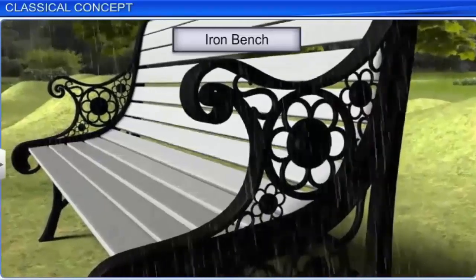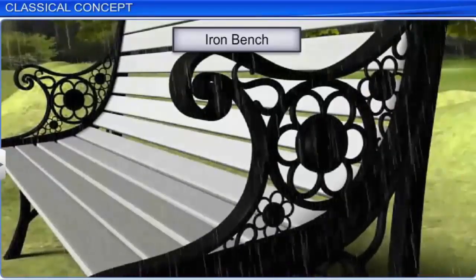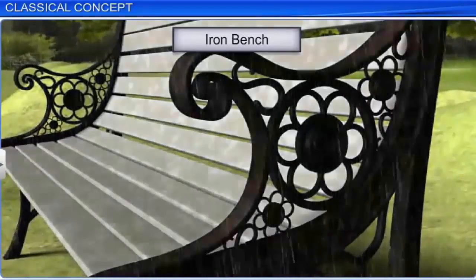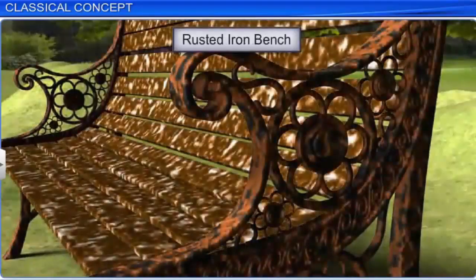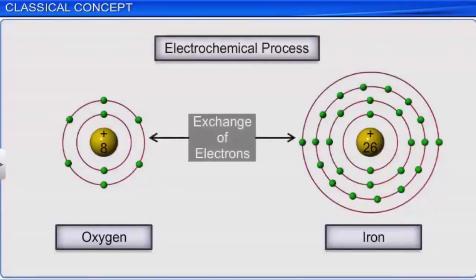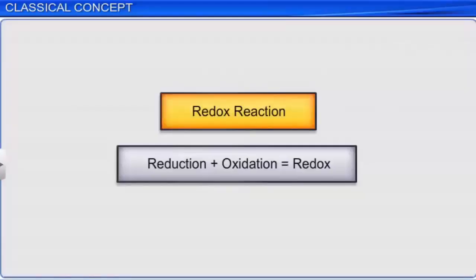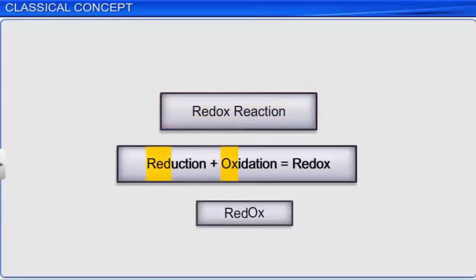Before we begin, let's look at a common chemical reaction, like the effect of water on iron. After a few days, we notice that the iron has rusted. The rusting of iron is an electrochemical process that begins with the transfer of electrons from iron to oxygen. A redox reaction is a type of electrochemical reaction where oxidation and reduction occur simultaneously. Redox is the short form for reduction and oxidation.